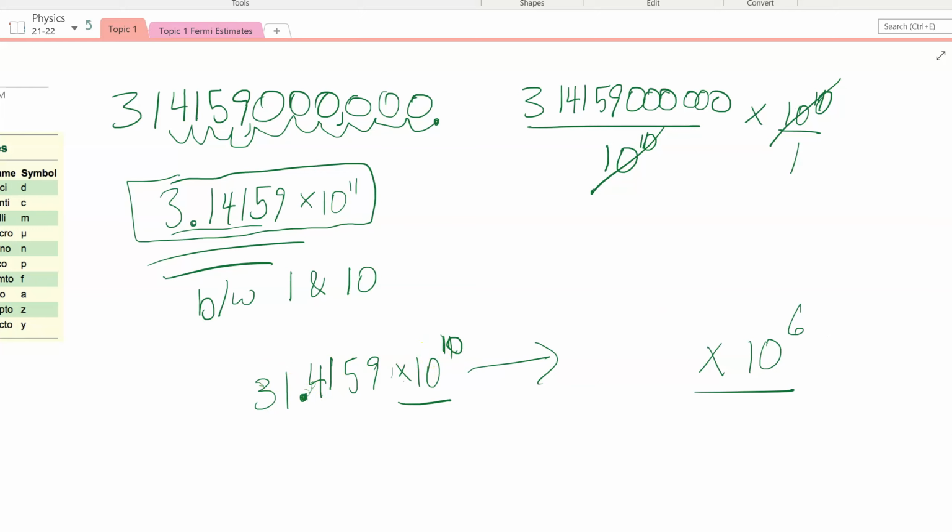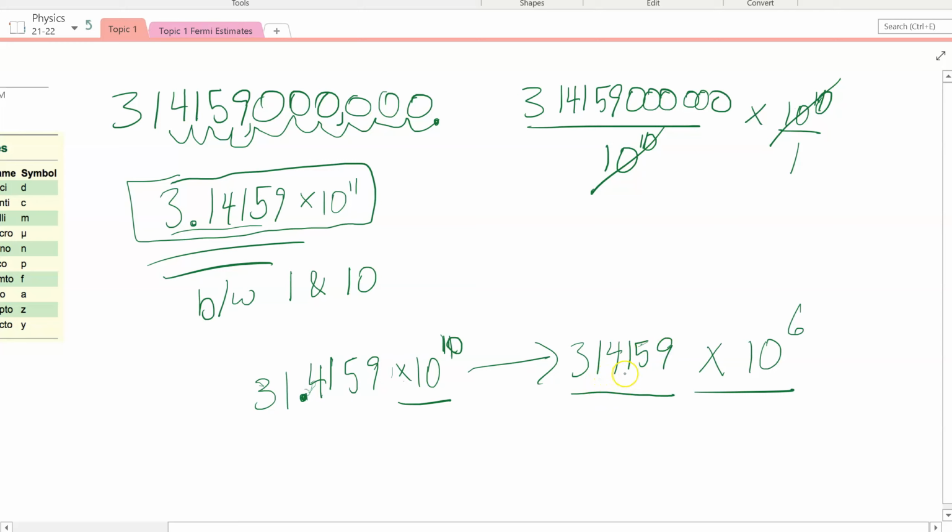So if I want to guarantee that I'm not actually changing the value of this number, then the other part of the number before the multiplication sign needs to be a factor of 10 to the 4 bigger, which really corresponds to moving the decimal so that it's a bigger number. So 3, 1, and then 4, 1, 5, 9. So 1, 2, 3, 4. Yeah, I moved the decimal 4 places.